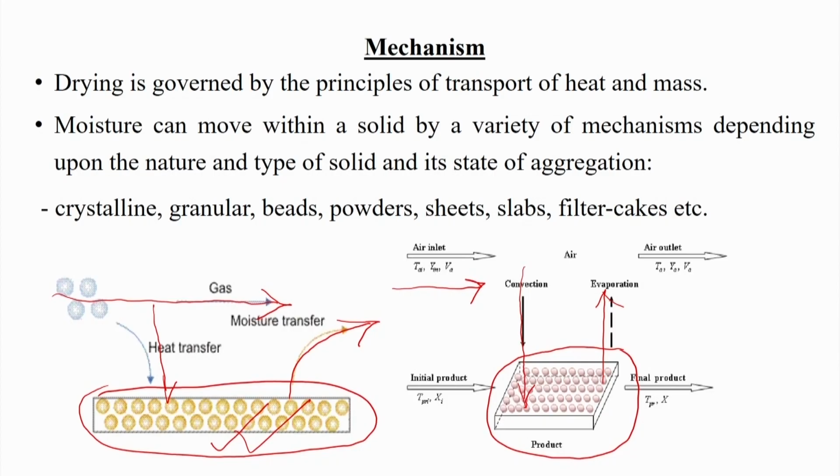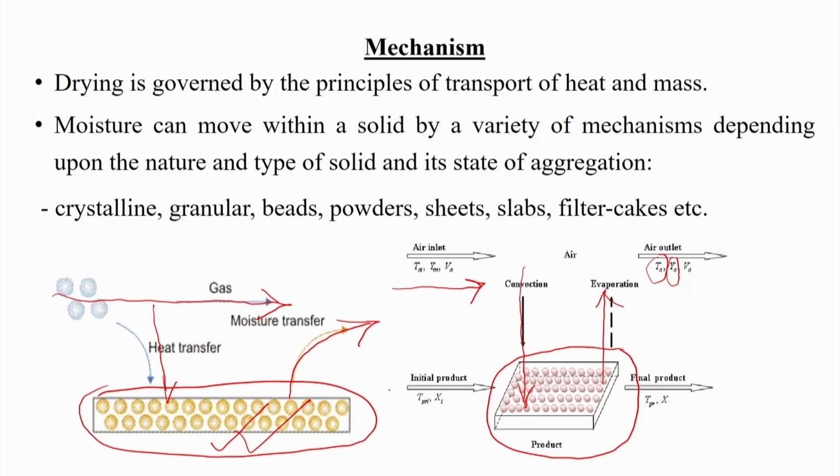And then we say due to this evaporation, the humidity of the air will increase, suppose from YA to YA out, and the temperature will decrease. Definitely this temperature should decrease from TAI to TAO, and we say the air velocity is assumed to be constant, because it is devoid of water vapor.